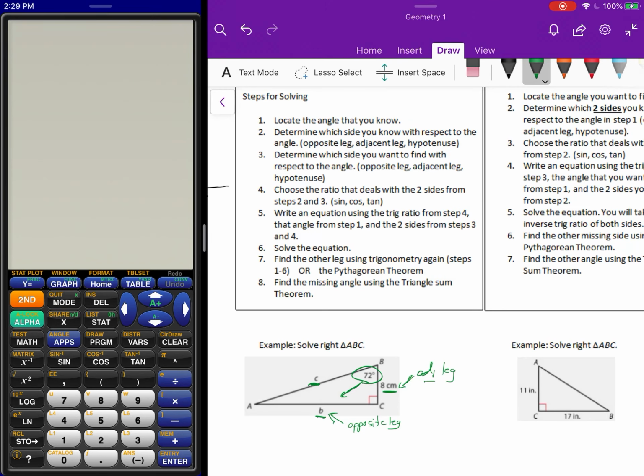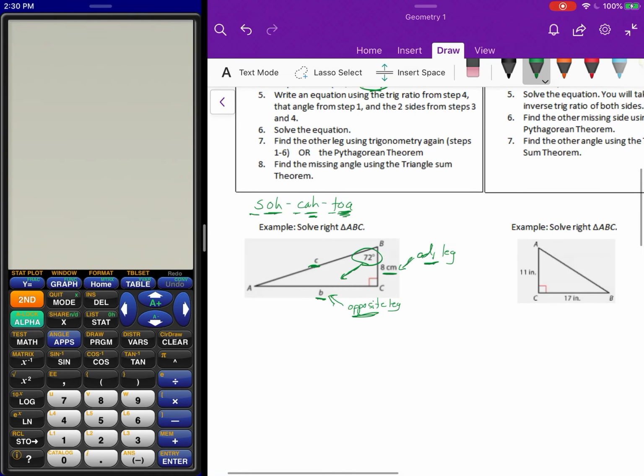All right, so we're already on step 4. Choose the ratio that deals with the two sides. Well, we have adjacent and we have opposite. So I'm going to put a little key up here. SOH CAH TOA. So which one of these three: sine is opposite and hypotenuse, cosine is adjacent and hypotenuse, and tangent is opposite and adjacent? Well, we have opposite and adjacent, so we are going to use tangent.